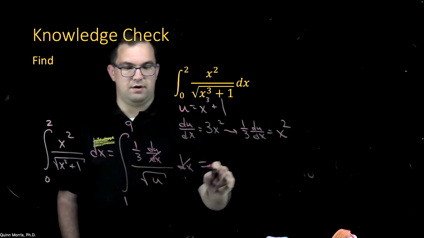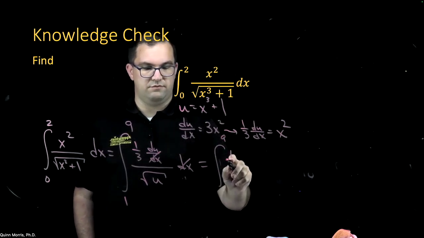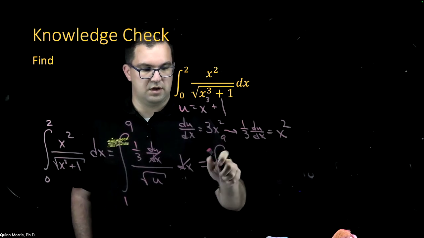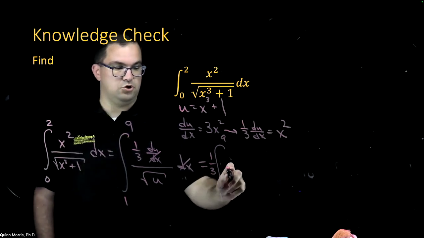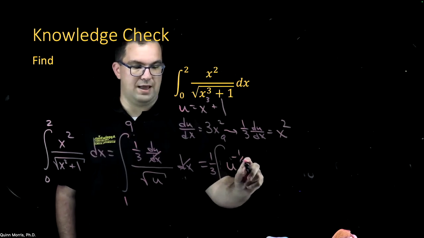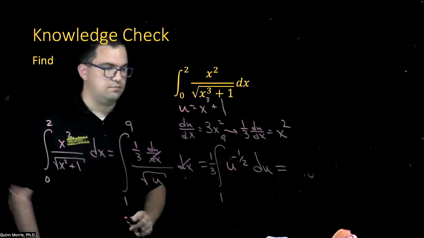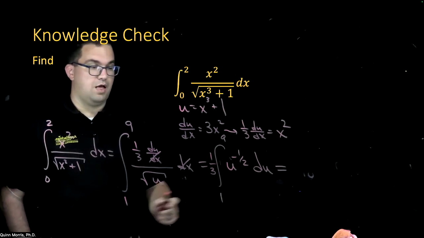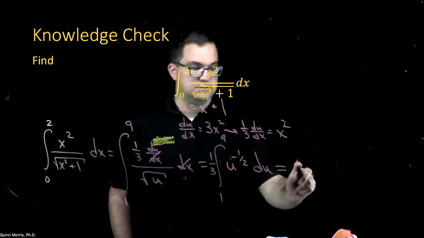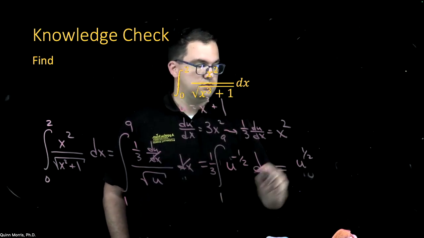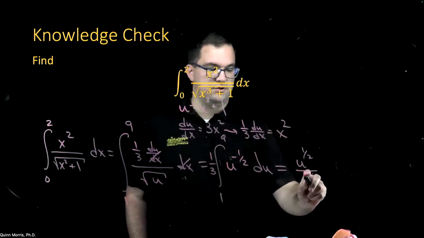And so now here I get this is the integral from 1 to 9 of, I can pull this constant 1/3 out. And this would be u to the negative 1/2 du. Now, applying my power rule here, I'm going to increase the power by 1. So adding 1 to negative 1/2 gives me positive 1/2. I'm going to divide by the new power.